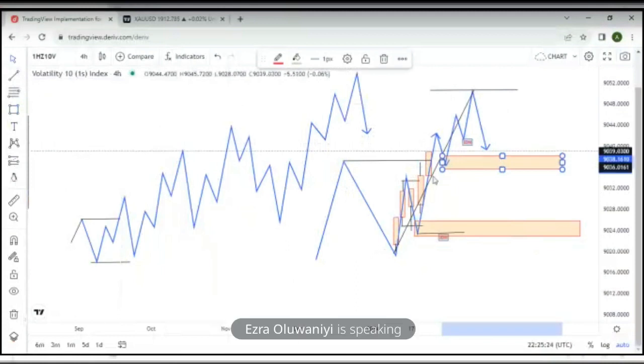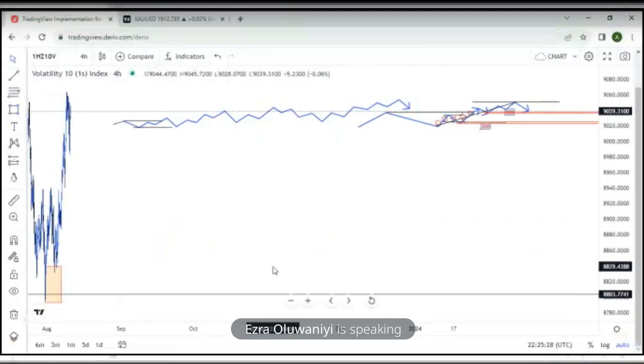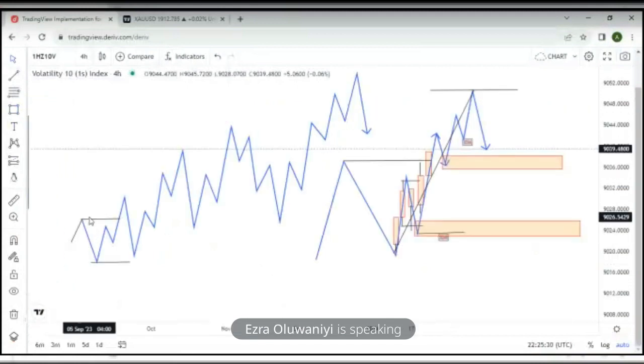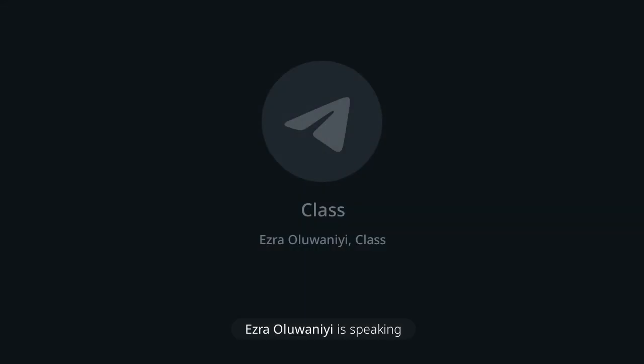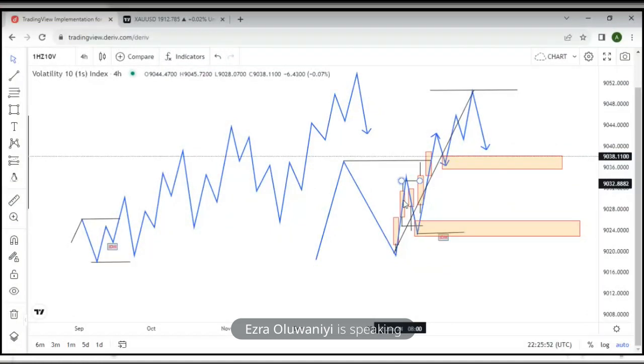All right, so let's go back to our schematics. This is the high, and then as soon as this inducement is captured, let me pick this one here. This is an IDM. Before structure break, we have a pullback, and then price broke off. Remember, before you have a pullback, the low of a particular candle has to be taken out before structure breaks. If that low is not taken out, then it's not a valid pullback.